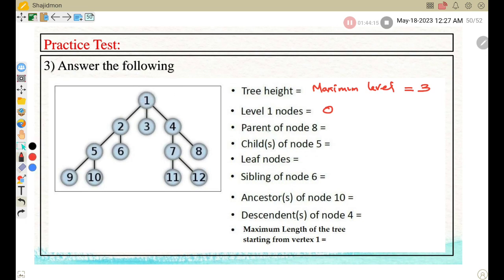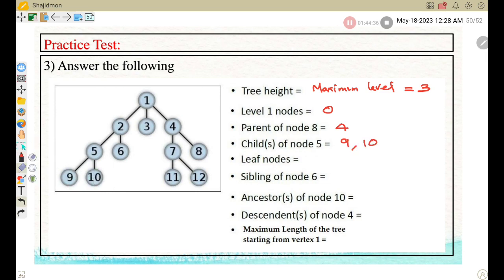Now what is the next one? Parent of node 8. Node 8 is this one. Who is the parent of that one? 4. Now next one, children of node 5. So this is node 5. So who are all the children? 9 and 10. 9, comma 10.